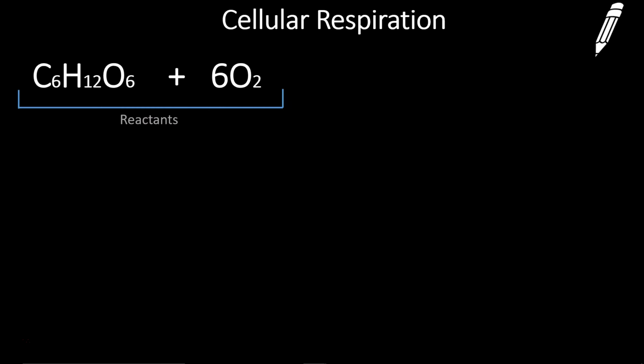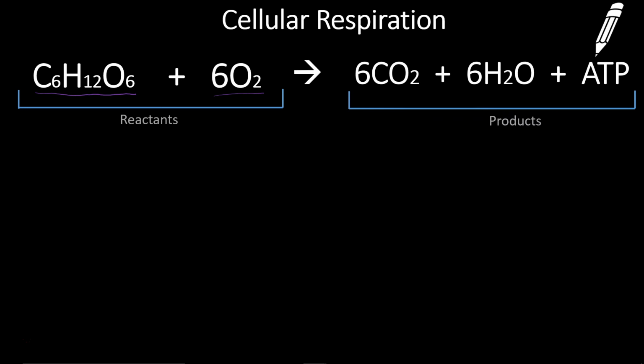So if we look at the reactants and the products of cellular respiration, well, think about it. What do we eat? We eat glucose, which is C6H12O6, and we breathe oxygen. So these are the reactants. What are the products of cellular respiration? Well, we breathe out carbon dioxide. Yes, our cells actually make some water, and we're also going to make some ATP.